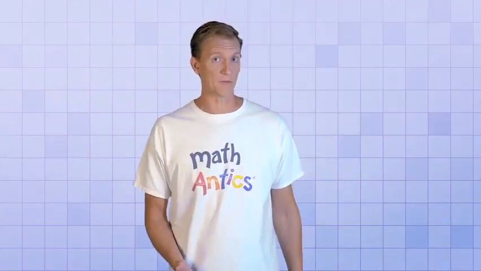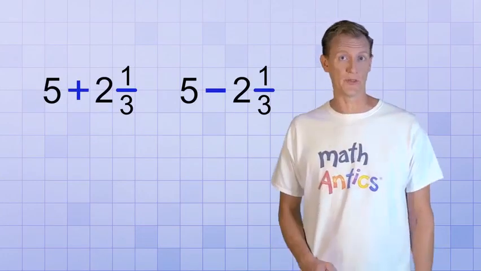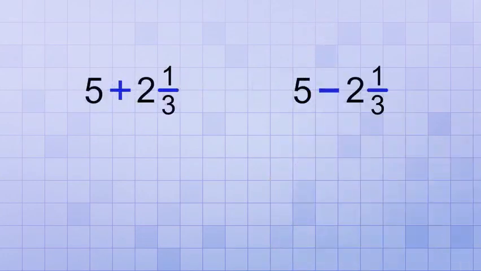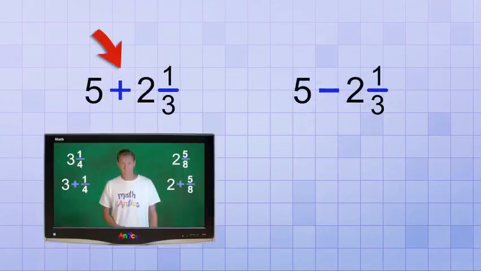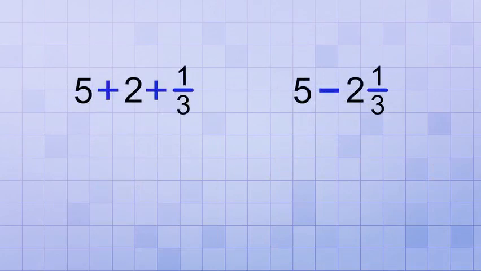Okay, to see why subtracting mixed numbers is trickier than adding them, let's have a look at two problems side by side. 5 plus 2 1/3 and 5 minus 2 1/3. We learned how to do problems like the first one in the previous video about adding mixed numbers. Since 2 1/3 just means 2 plus 1/3, we learned that we could rewrite the problem like this and simply add up the whole number parts to get the whole number part of the answer. 5 plus 2 is 7, so the answer is 7 1/3.